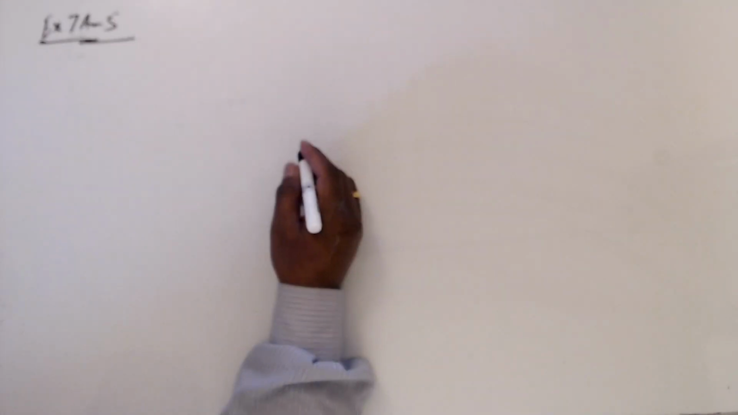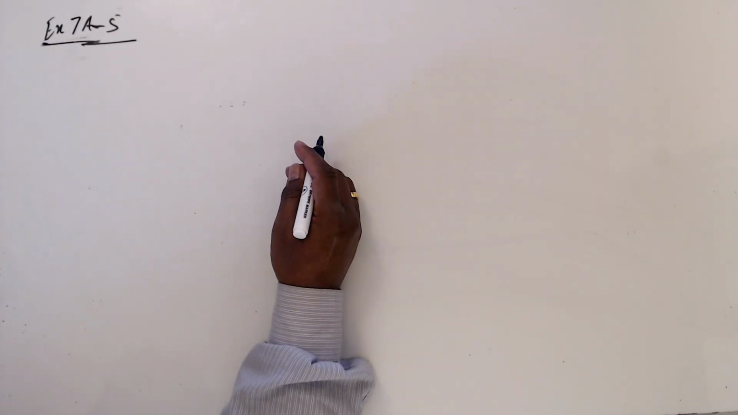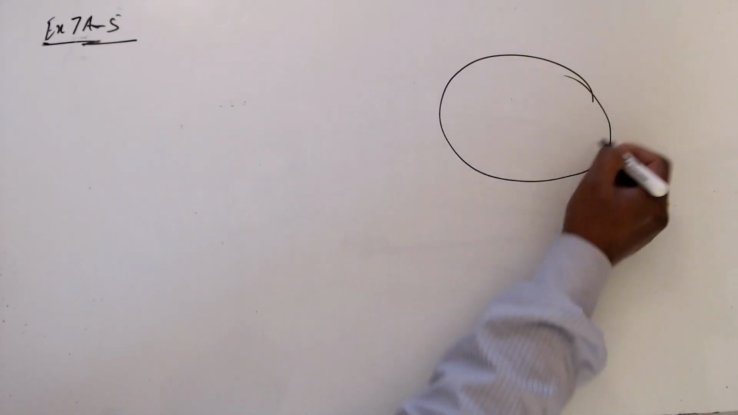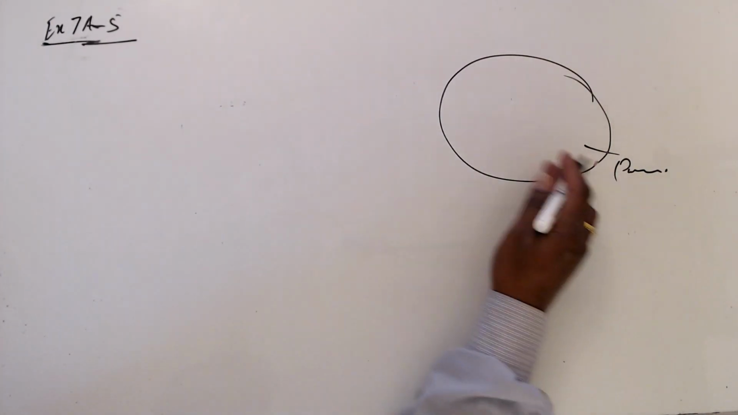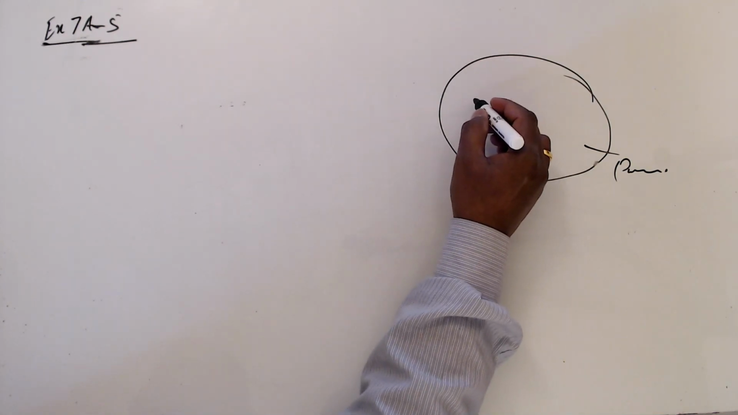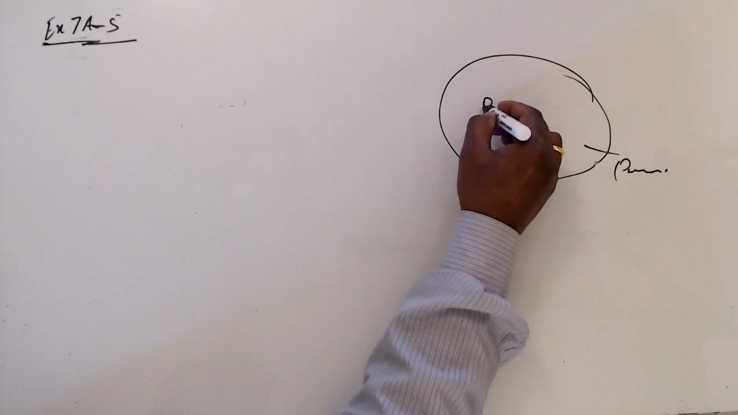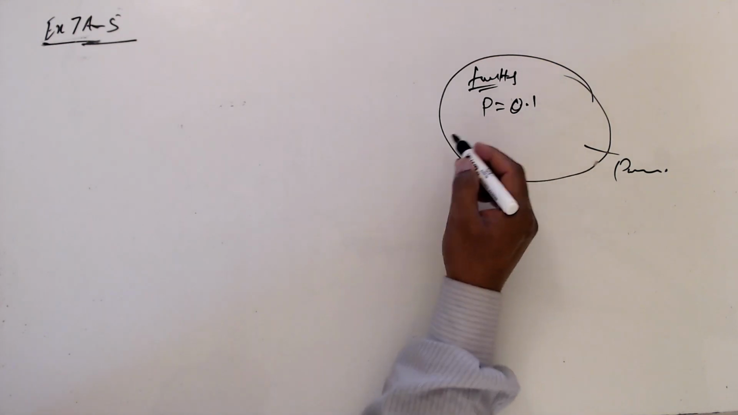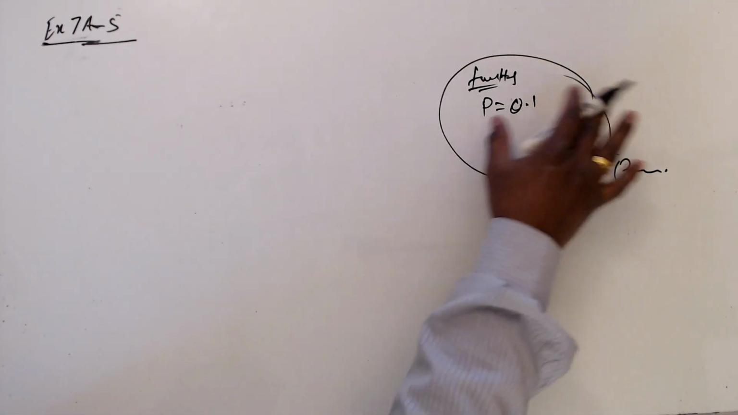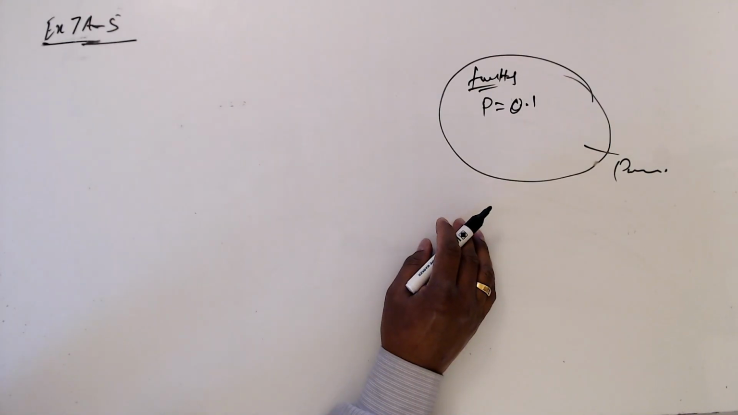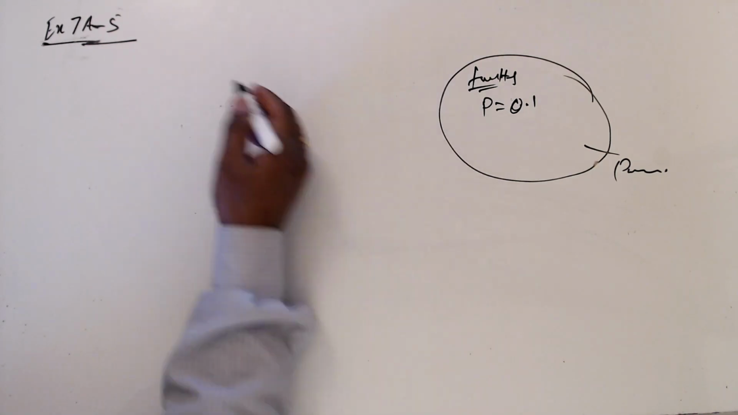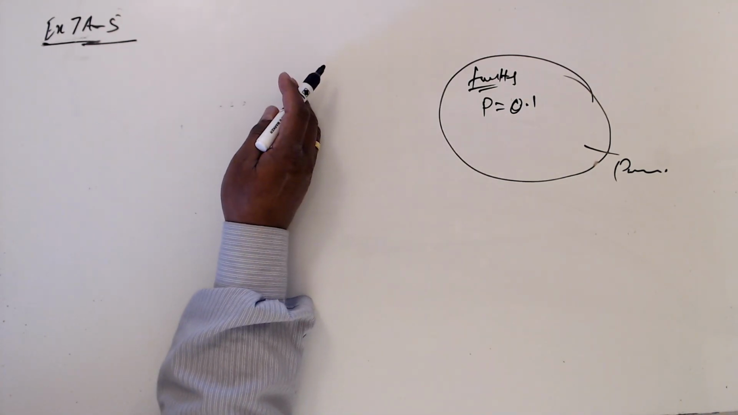Question number 5. In a manufacturing process, the proportion of faulty articles has been found from long experience to be 0.1. So this is the story about the population. In the population, the probability of getting a faulty one is 0.1. That's how we explain the population situation from history. Now we want to check that this is really true. How do you check? You take a sample.